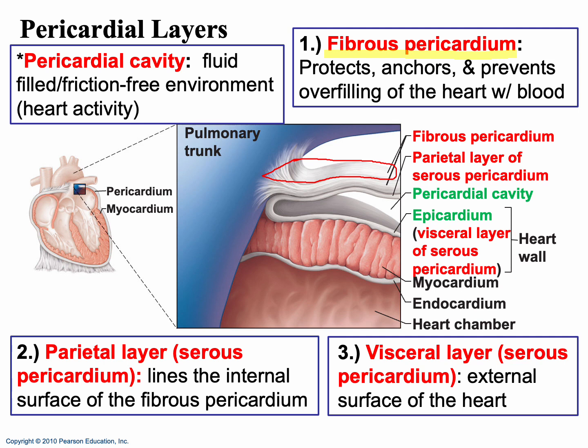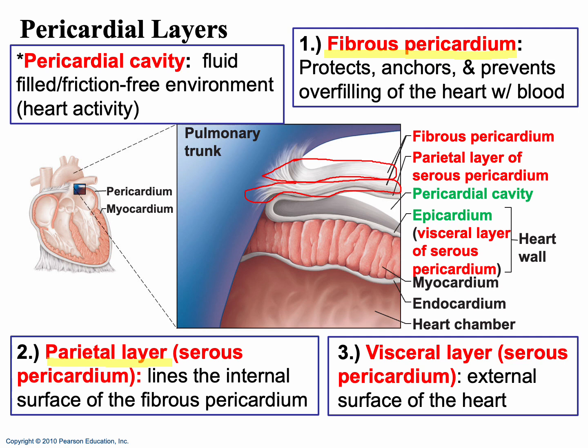Number two, we have what's known as the parietal layer. So the parietal layer of the pericardium is going to line the internal surface of the fibrous pericardium. So on the diagram here, it's going to be this vicinity right here.